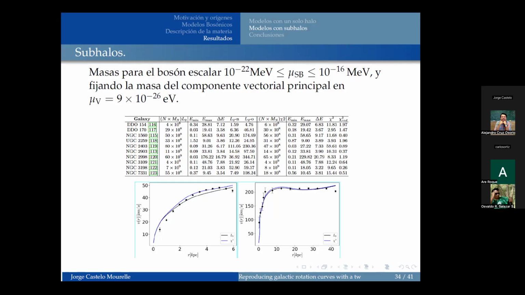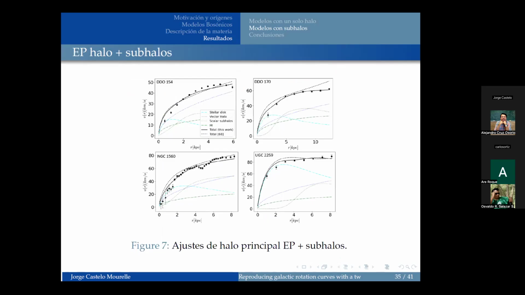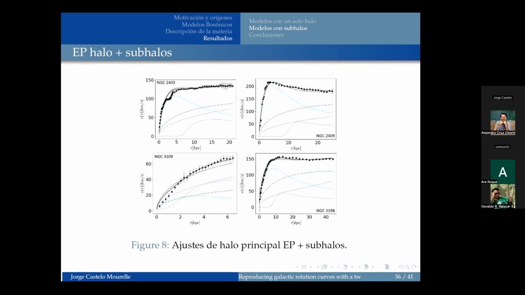And what we find is that things improve a bit in some models and really a lot in others. For example, here we can compare the fittings with only one halo and with subhalos. You can see here that things are getting closer and closer for some models, and those are the worst we see for some galaxies.